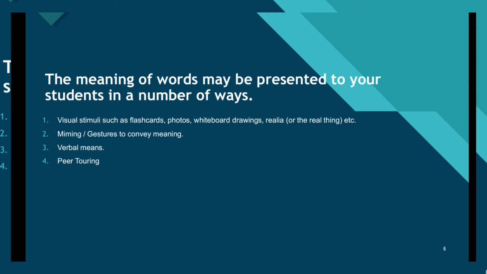3. Verbal means. This may involve a simple translation of the word into the mother tongue, a simple definition, example, the use of concept questions, or ascertaining meaning from context. 4. Peer tutoring. You could put the students in pairs or small groups and get them to explain the words they don't know to each other. This is a good idea as students retain more of what they attempt to teach others than what they experience directly themselves.